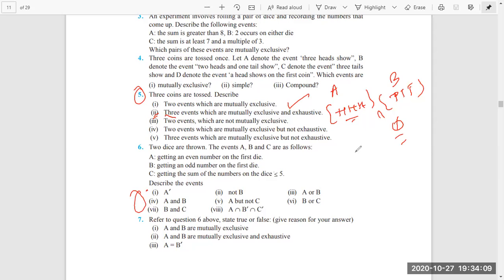Event A has all heads, 3 heads. But they are not exhaustive. Exhaustive means the union should contain all the possible outcomes, all 8 outcomes. If you throw 3 coins, you get 8 possibilities. But if you take the union, you're getting only 2 possibilities.